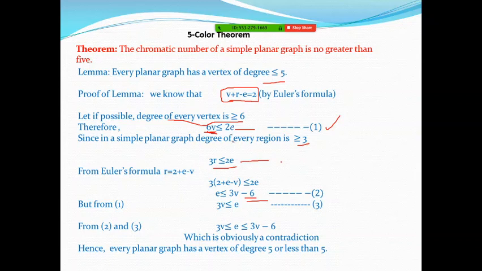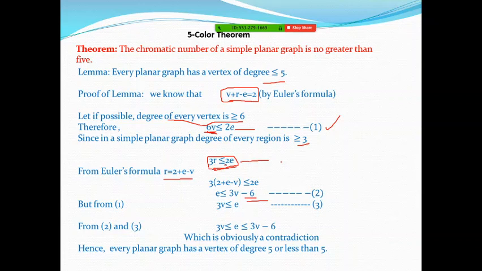So both are always less than or equal to 2e. So 2e is on the higher side always. So 6v is less than or equal to 2e, 3r is less than or equal to 2e. Now we have to see how the contradiction is being obtained. So from Euler's formula, v plus r minus e is equal to 2. So we can get r is equal to 2 plus e minus v.